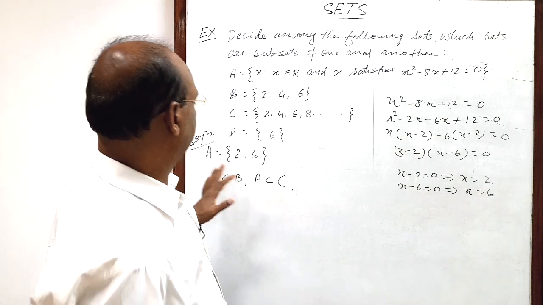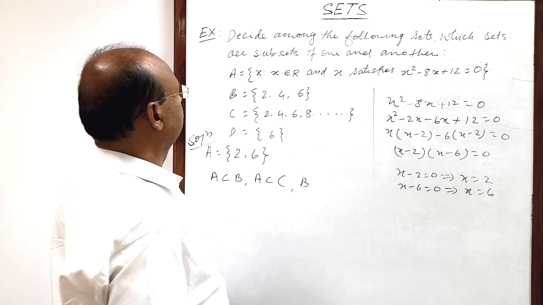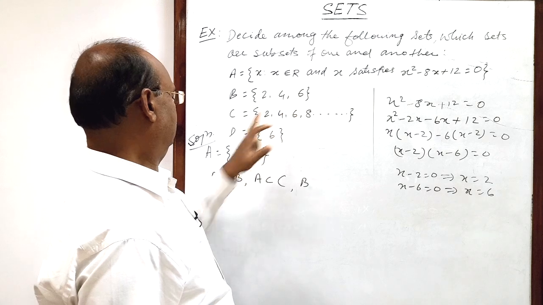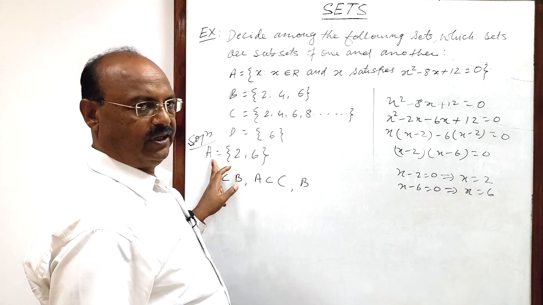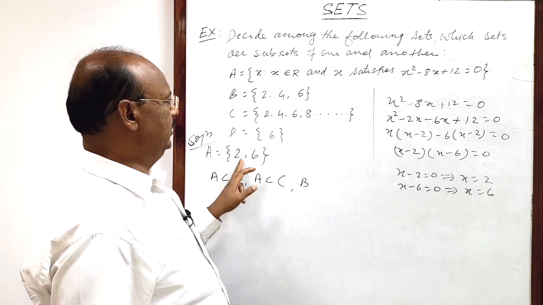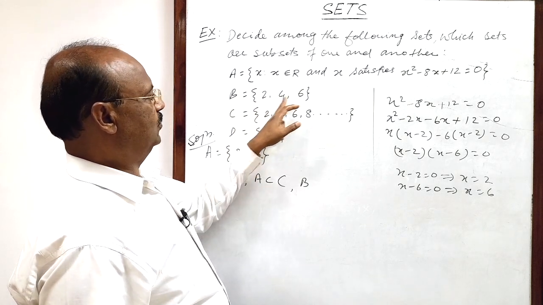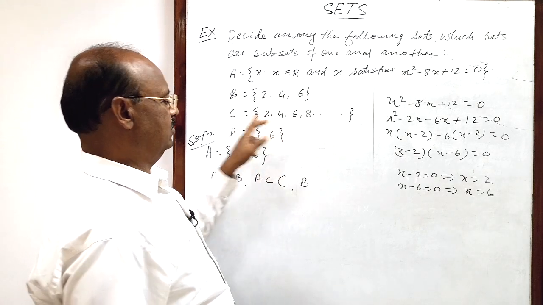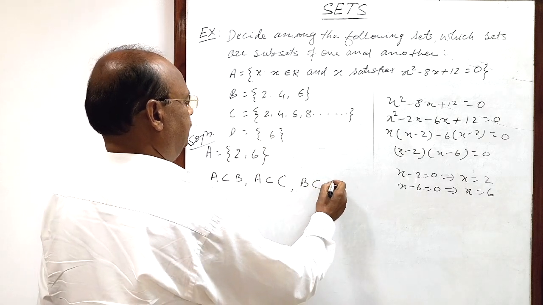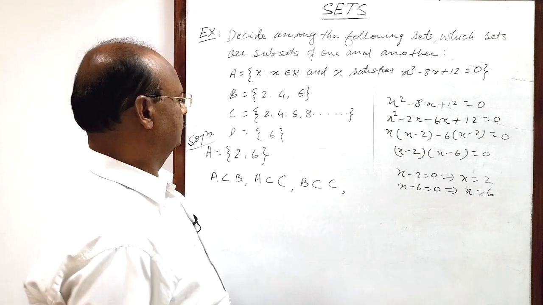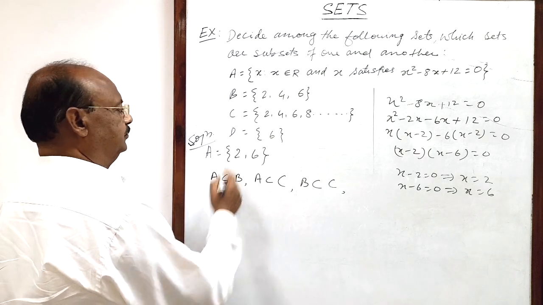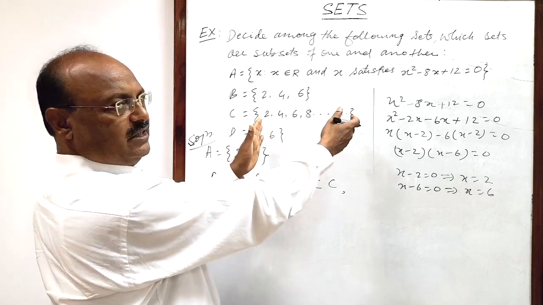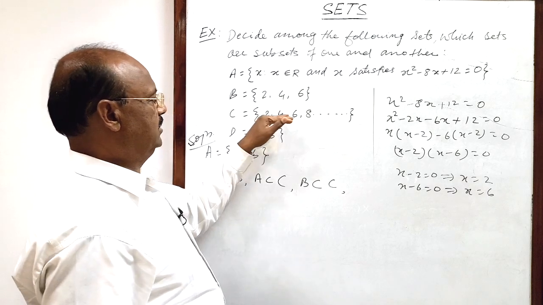Okay. And what about B? B consists of elements 2, 4, 6. This will not be a subset of set A because set A has only 2 and 6. But these elements 2, 4, 6 are available in set C, 2, 4, 6, 8 and so on. So definitely here B is a subset of set C. And what about set C? Set C is not a subset. This is the biggest set, having infinite numbers. So this is not a subset.